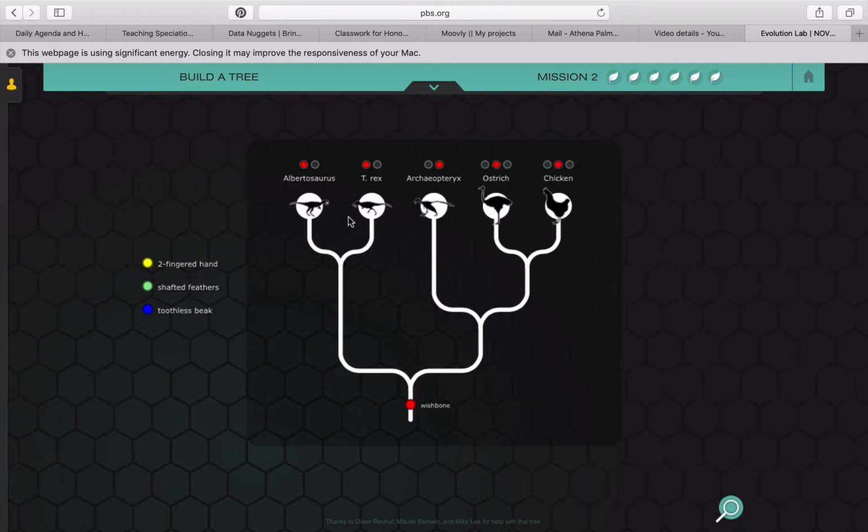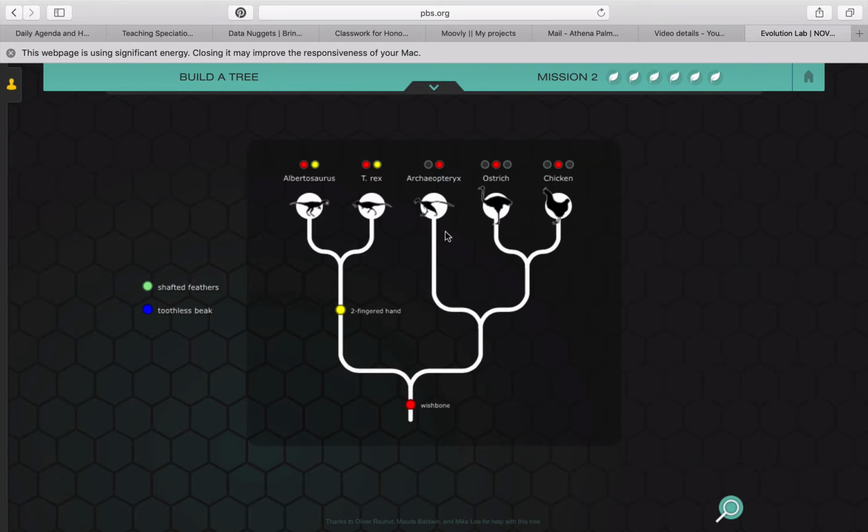Next, taking a look at these versus these, it says two-fingered hand, shafted feathers, toothless beak. Now, I know these don't have shafted feathers or toothless beaks, so I'm going to think probably two-fingered hand would go with these. And that works. Okay. So after this speciation event and the branching that occurred here, this ancestor evolved two-fingered hands. So any individual past that point is going to have two-fingered hands going down this branch.